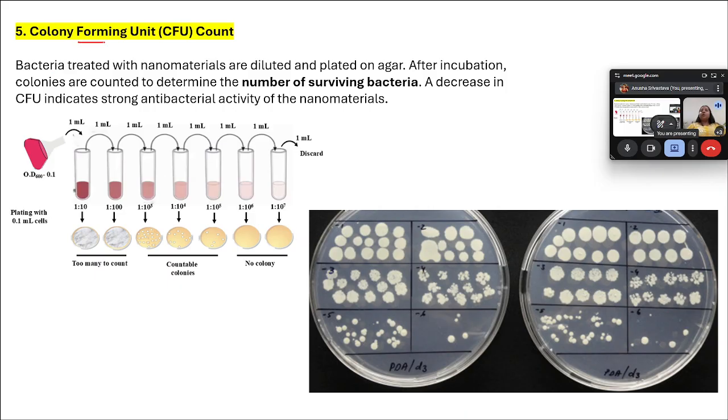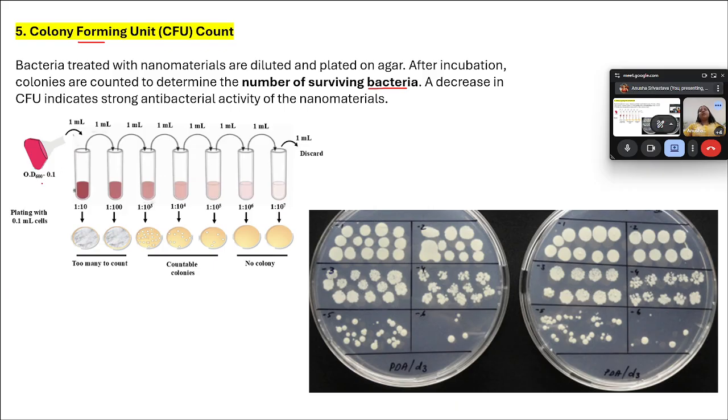Now, what happens in colony forming unit count? Bacteria treated with nanomaterials are diluted and plated on agar. After incubation, colonies are counted to determine the number of surviving bacteria. Now this becomes important here.